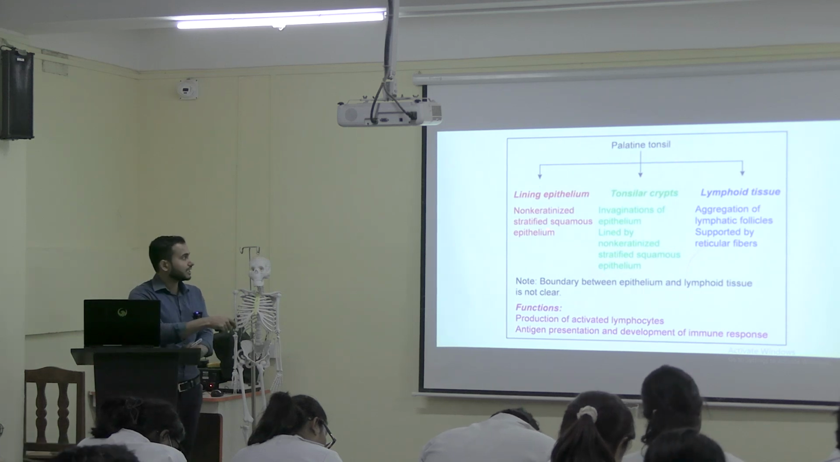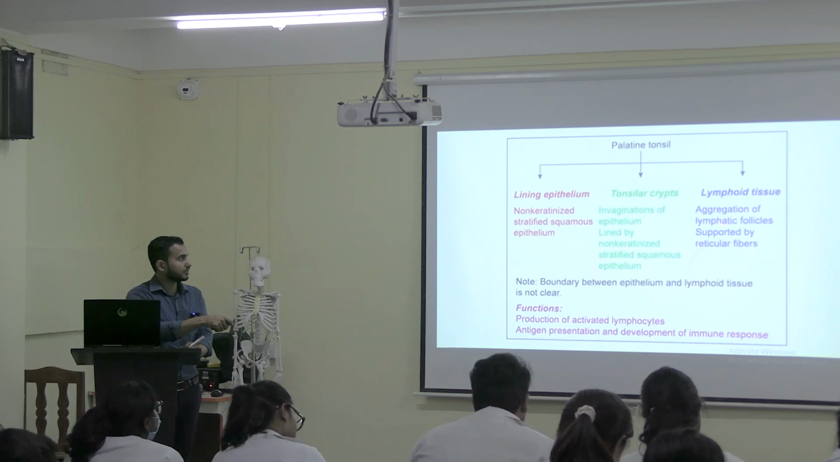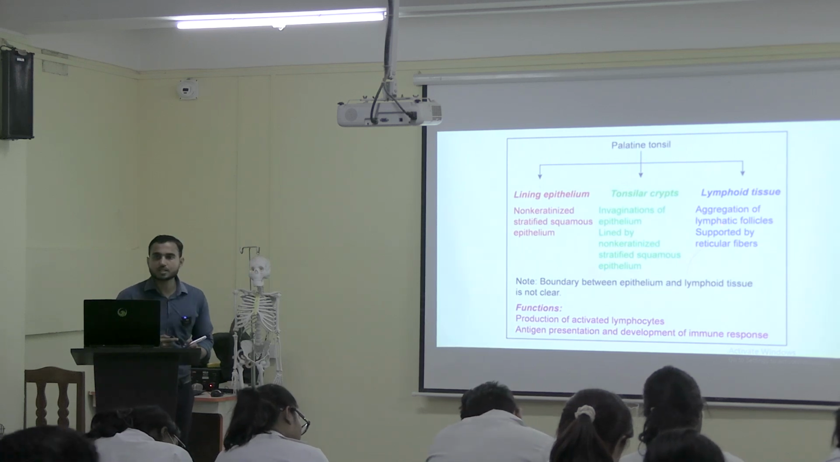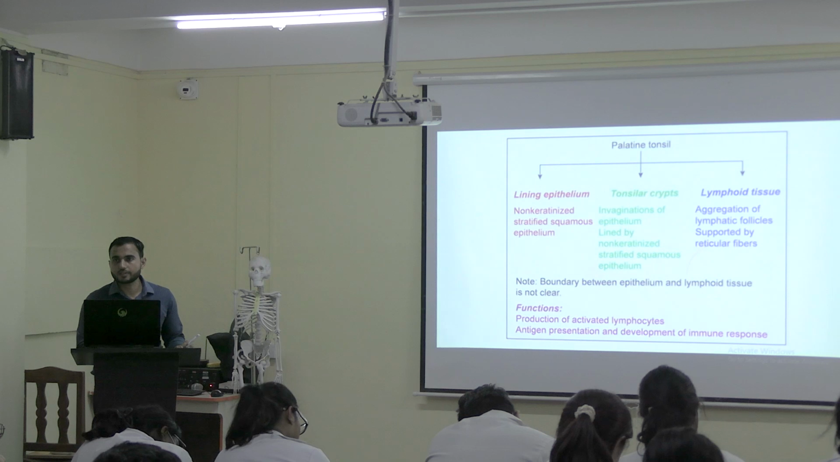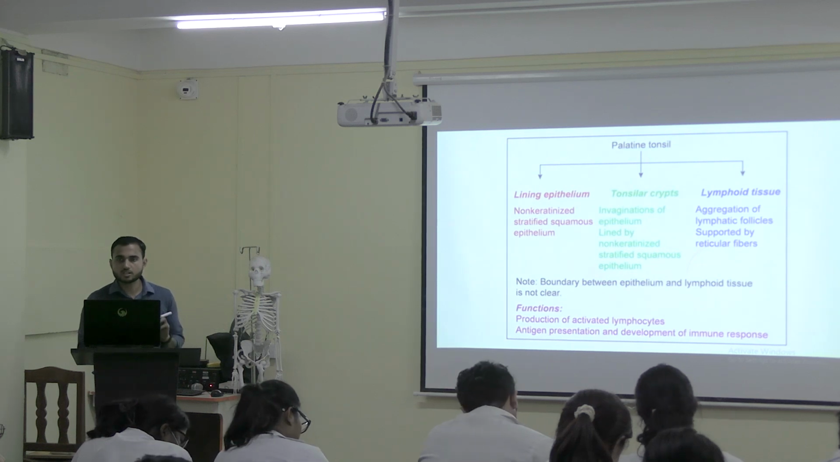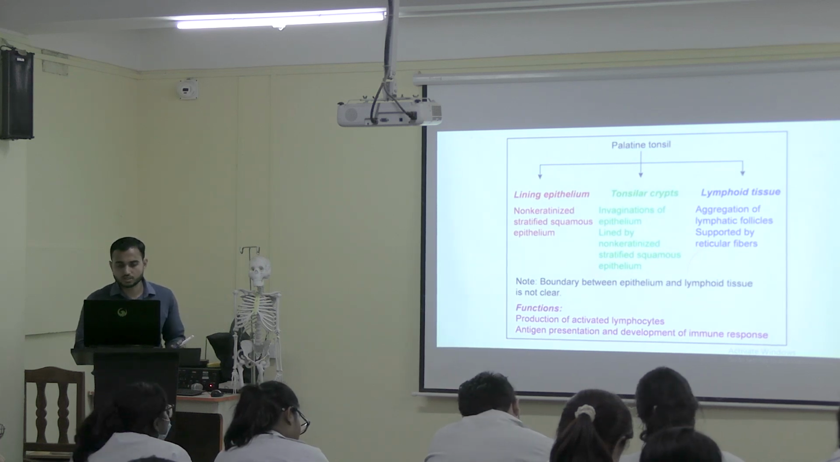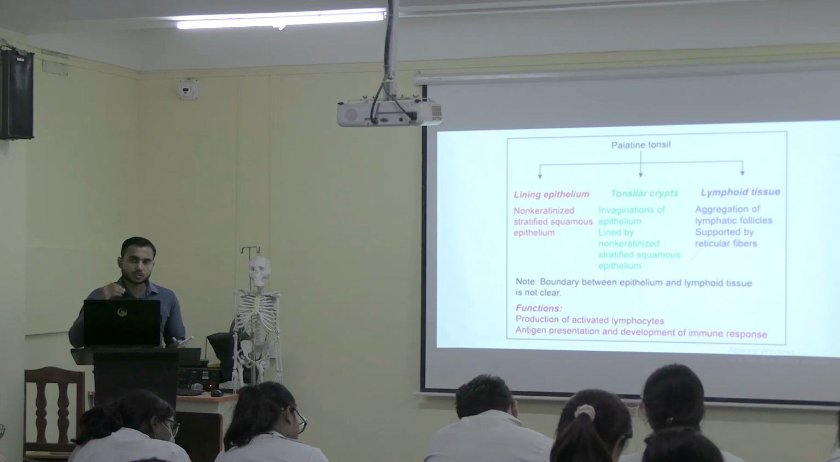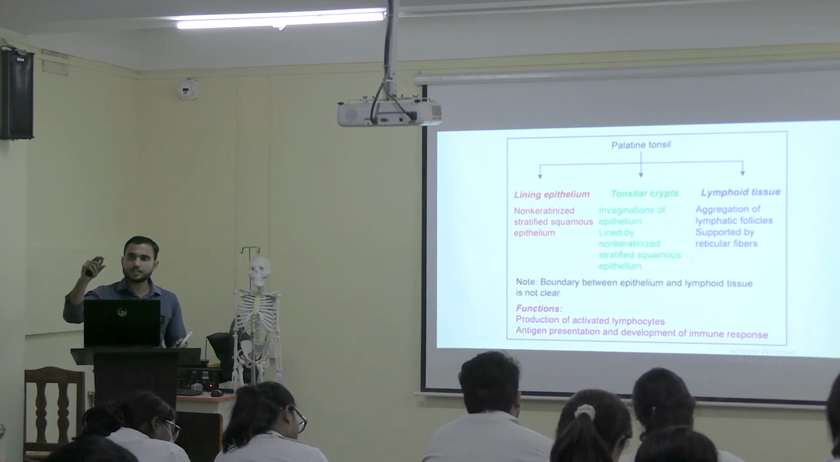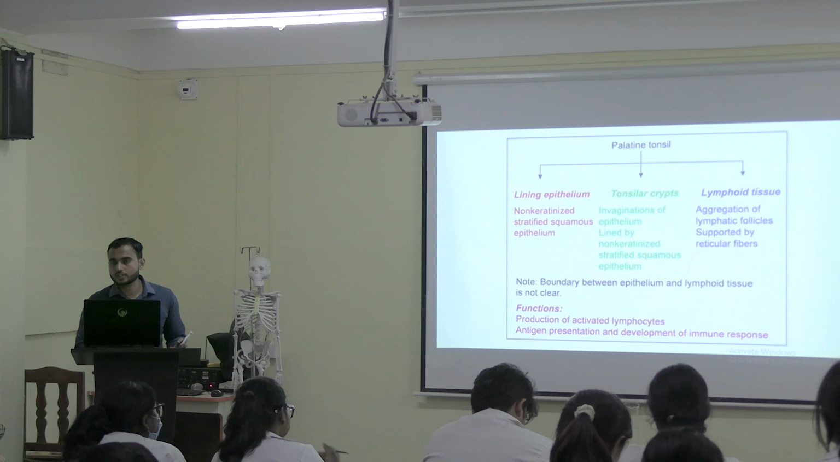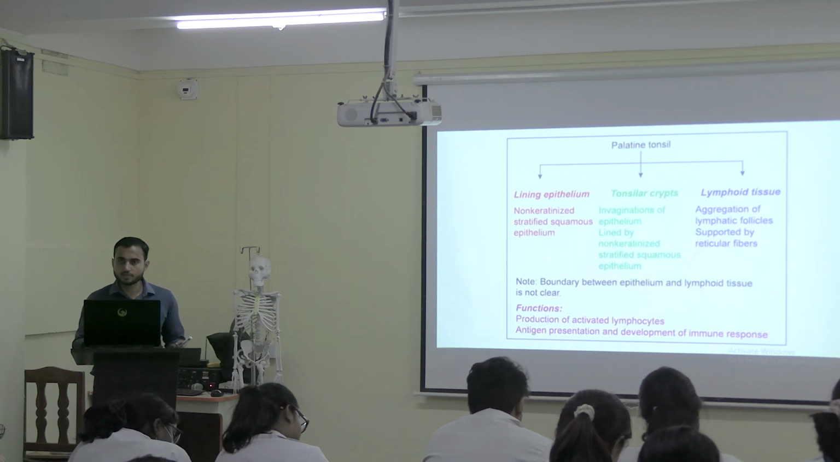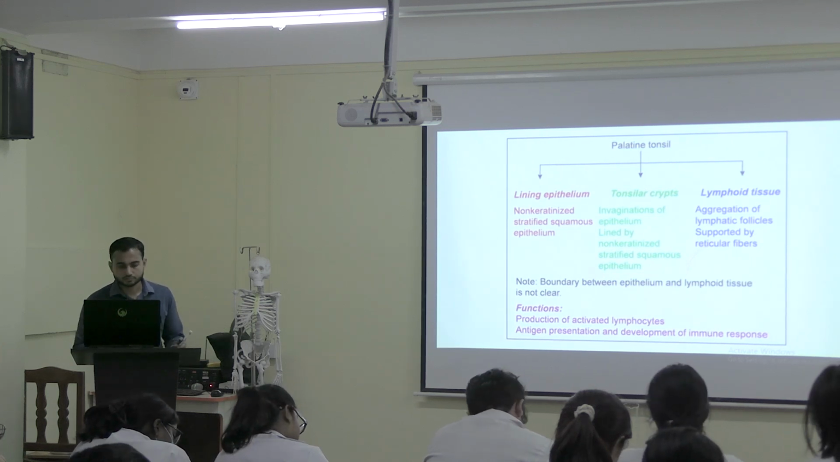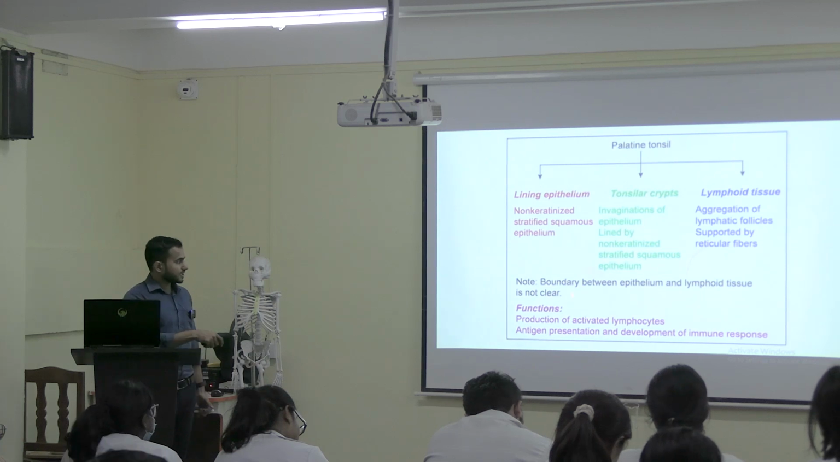Next to the lining epithelium, we get the lymphoid tissue, where we get the aggregation of lymphatic follicles, and those are supported by reticular fibers. So that is the overall structure of the palatine tonsil. As such, distinct boundaries between the lining epithelium and the aggregation of lymphoid tissue are not there. Next, what is the function?